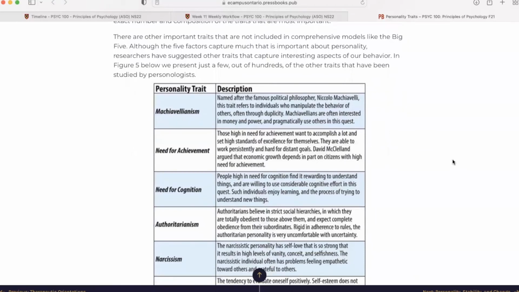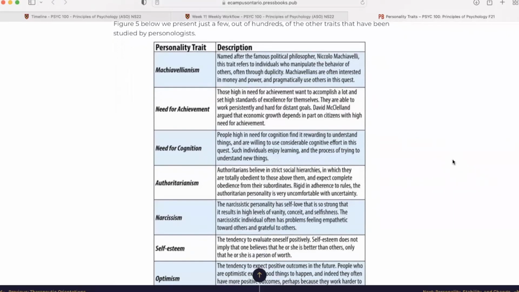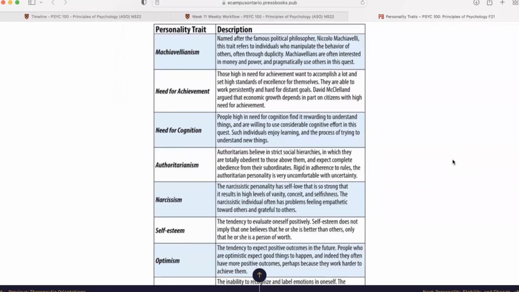Machiavellianism. Named after the famous political philosopher Niccolo Machiavelli, this trait refers to individuals who manipulate the behavior of others, often through duplicity. Machiavellians are often interested in money and power and pragmatically use others in this quest.